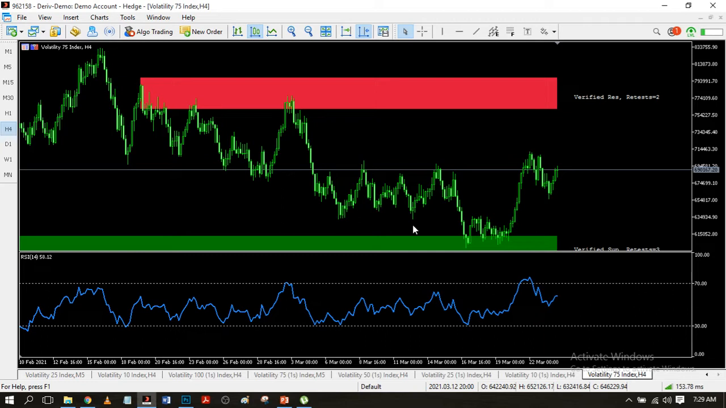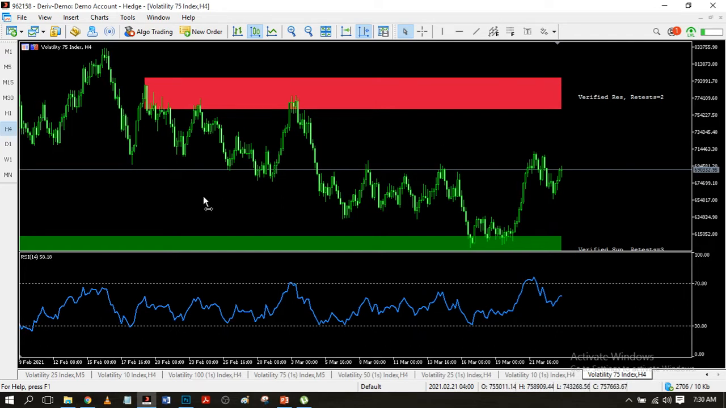And I have a particular software, or I would say indicator, that I use for plotting the support and resistance levels. So if you are having issues differentiating major and minor support and resistance levels, then you don't have to worry no more, because I'll be giving you this particular indicator for free.